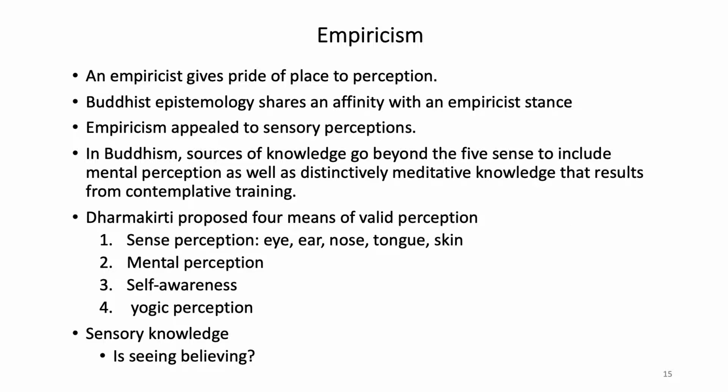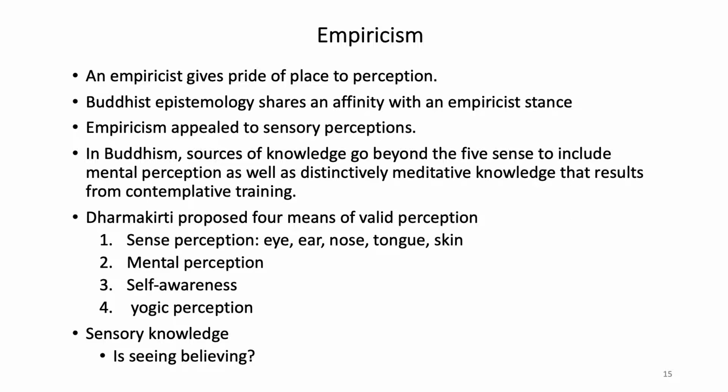While Buddhist epistemology shares an affinity with an empiricist stance, empiricism, as developed in Europe and North America, has primarily appealed to sensory perception. In Buddhist epistemology, however, sources of knowledge go beyond the five senses to include mental perception, as well as distinctively meditative knowledge that results from contemplative training. So in the West, there are five sense organs, but in Buddhism, there are six. In addition to the five sense organs, one more sense organ is the mind. Therefore, from a Buddhist perspective, meditative knowledge also results from cultivating pure mind training.